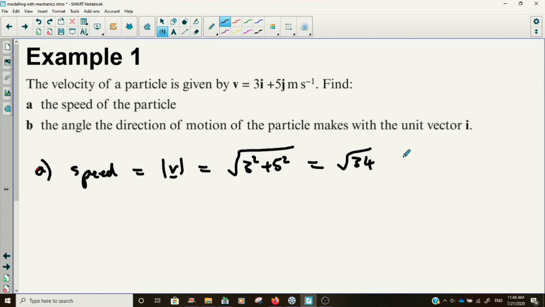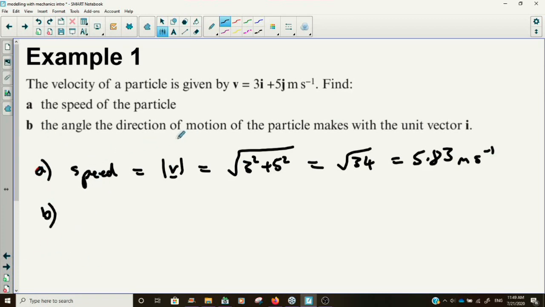You're asked to give your answers not exactly as surds, because in mechanics we don't always want the exact answer, because we might have done some rounding. For example, using gravity, we round to 2 significant figures and use 9.8. So exact answers aren't always appropriate. So instead of the square root of 34, we might want to write down the actual decimal value, which is 5.83. Okay, so speed is in meters per second. So that was part a.